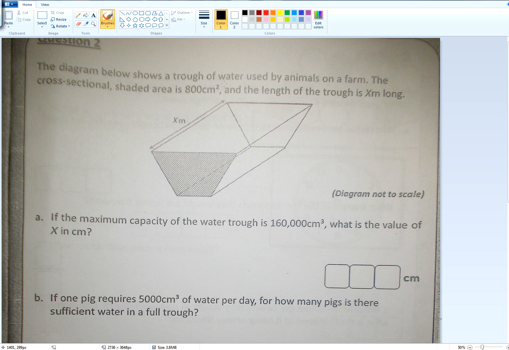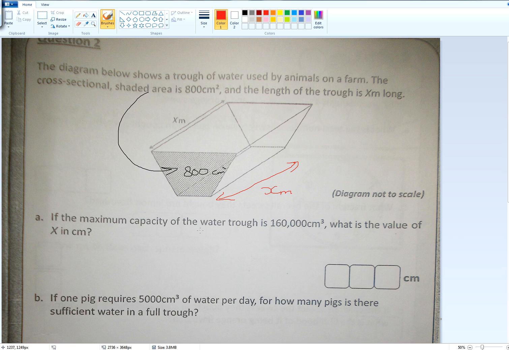Alright, the diagram below shows a trough, what they have on farms, that kind of shape. It's a long container of water used by animals on a farm. The cross-sectional area is 800 centimeters squared. The cross-sectional area is this part here at the front. And the length of the trough is x meters long.